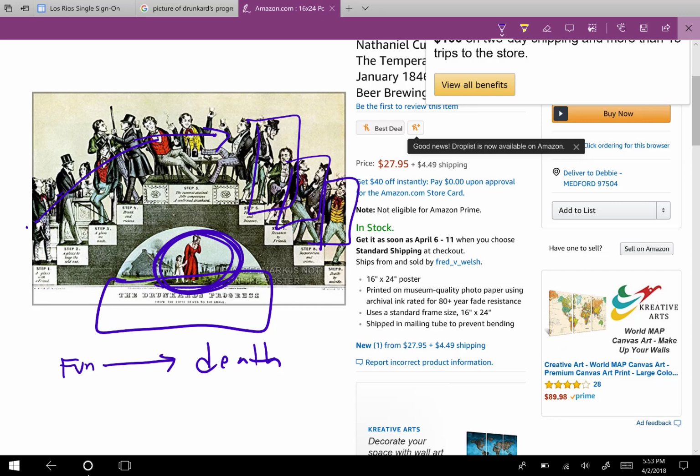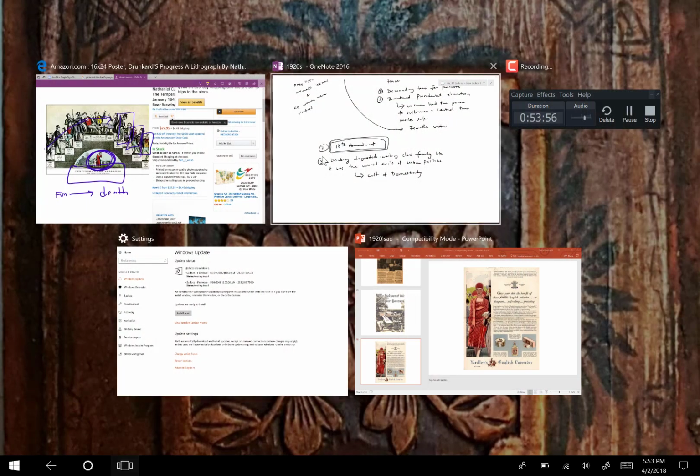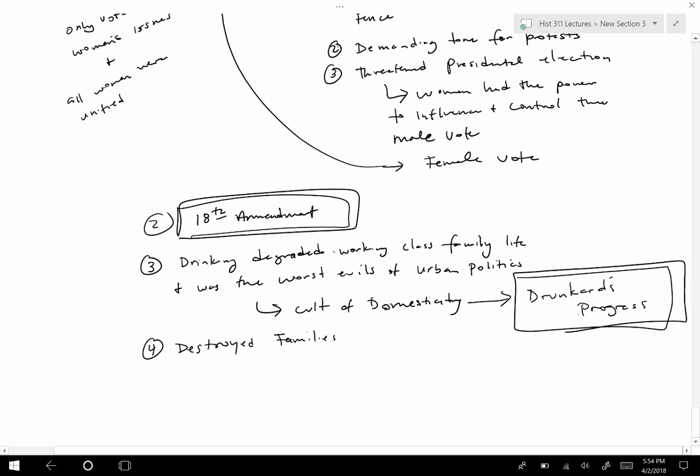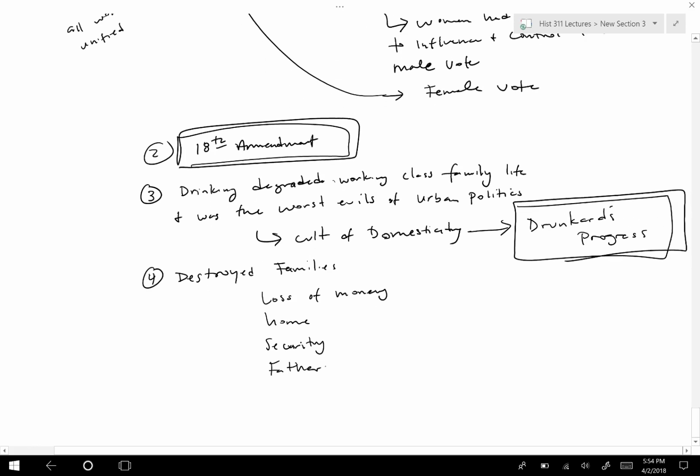So what's important with this was that it was seen as the evils of drinking. That this is the consequence. It destroyed families. If you want to look up the picture, The Drunkard's Progress, it is interesting. All right, and that's a good view of how they saw it. It destroys families, through loss of money, home, security, even a father, right? All those things in the process.